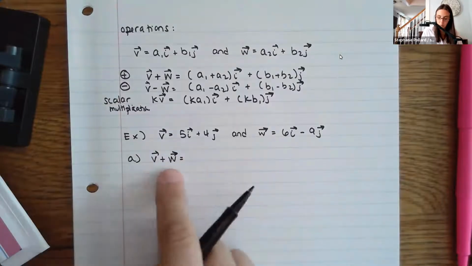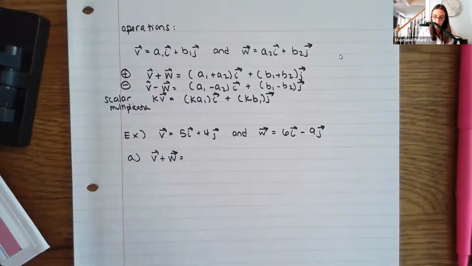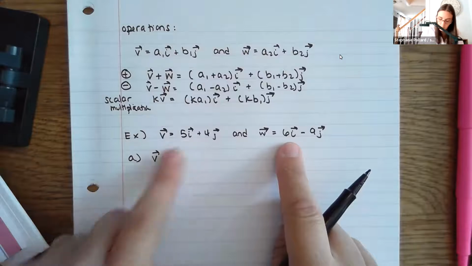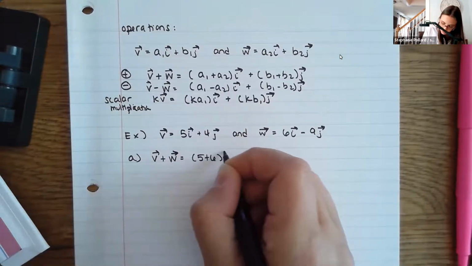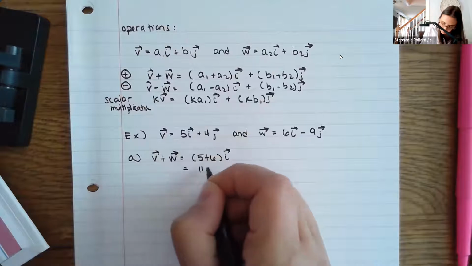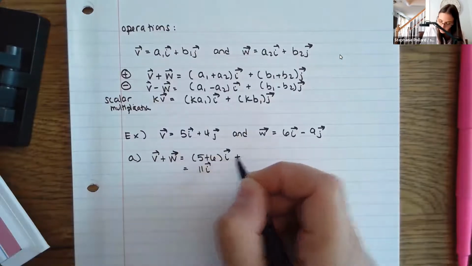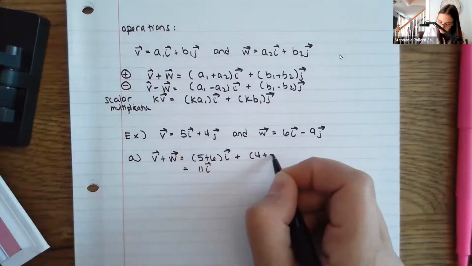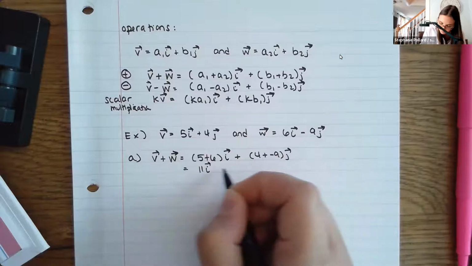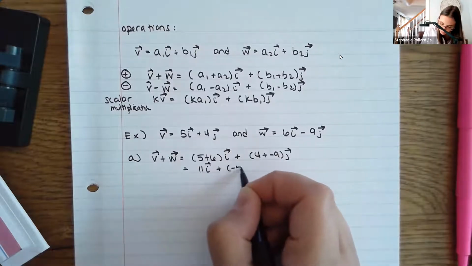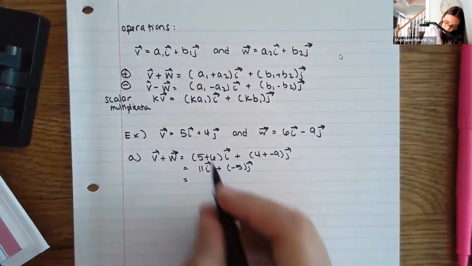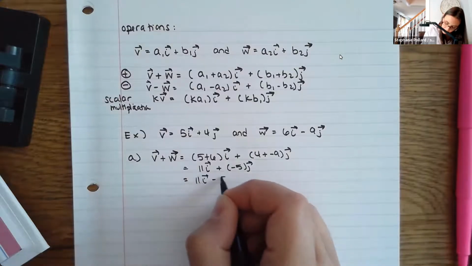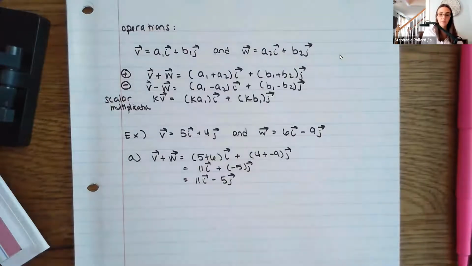So if we're adding them, we just add the associated parts. I'm going to add the i parts together here. So you would have 5 plus 6, which is 11. And then you would add the j parts, 4 plus -9, so -5j. Of course, you can rewrite that as 11i minus 5j, which is fine as well.